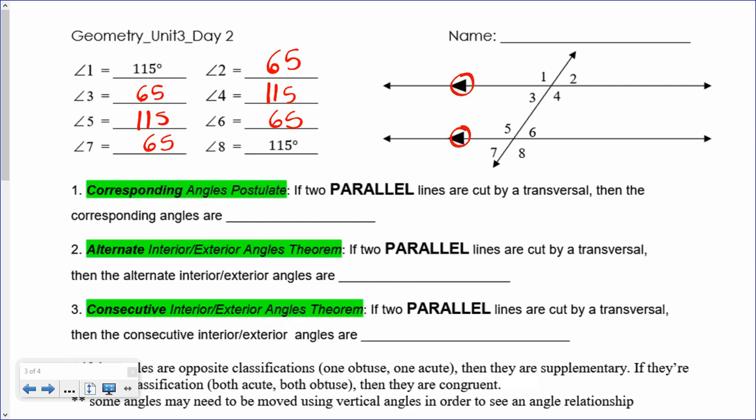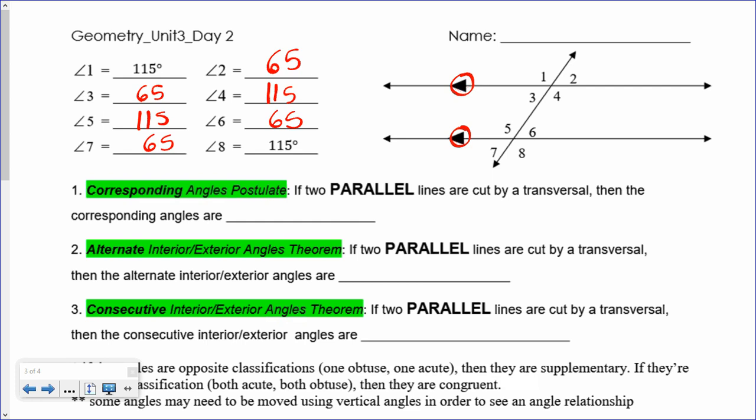All right, take a look at the corresponding angles. Can somebody name a pair of corresponding angles for me? In this picture right here. 1 and 5. 6 and 2. 7 and 3. 4 and 8. You guys can see them all, right? Yes. Okay. What do you notice about their measures?